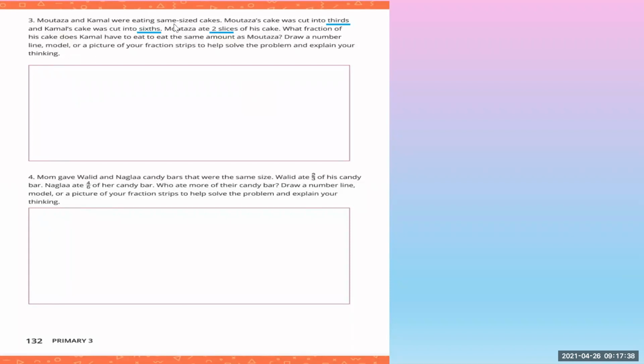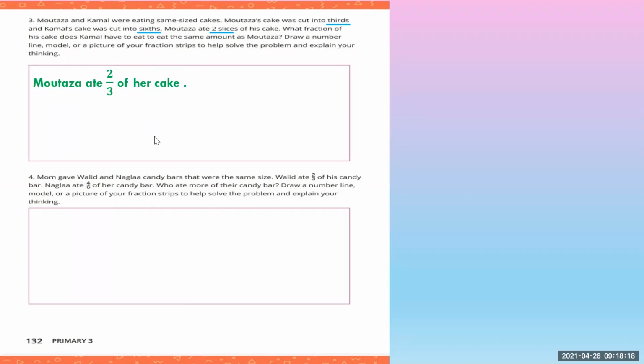Mu'tazza and Kamal were eating same-sized cakes. Mu'tazza's cake was cut into thirds. Kamal's cake was cut into sixths. So Mu'tazza ate 2/3, 2 slices out of 3. And Kamal wants to eat the same amount as Mu'tazza. So here 2/3, I want to make the denominator into sixths.